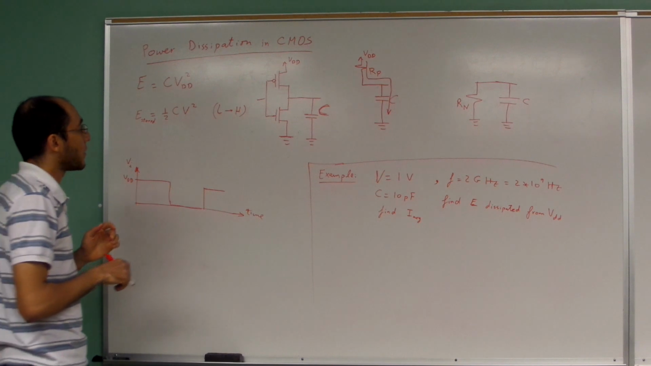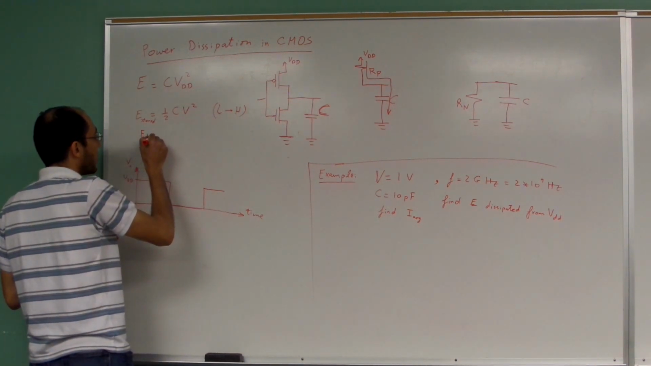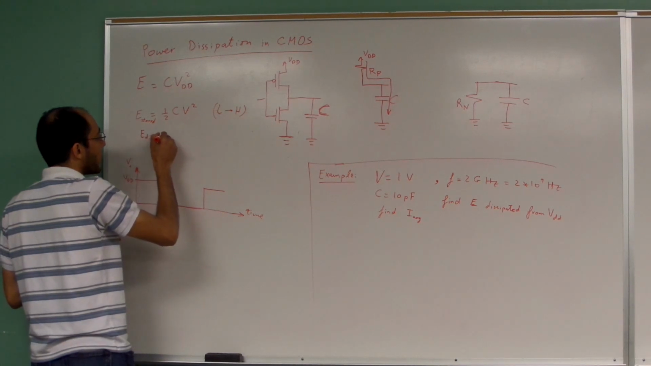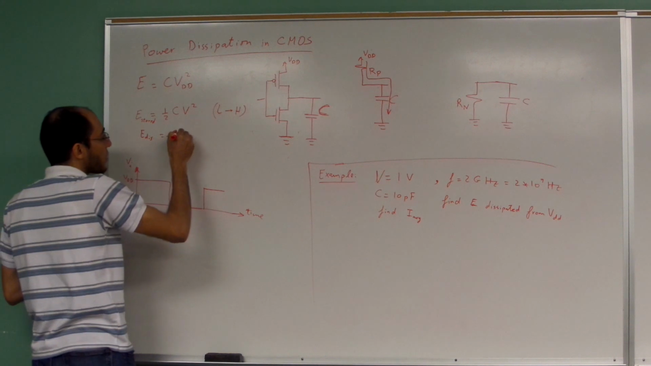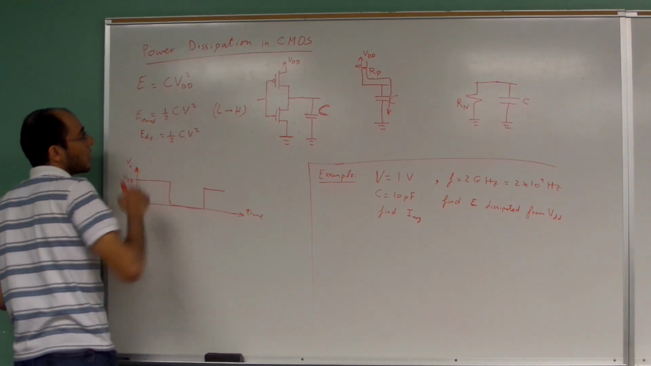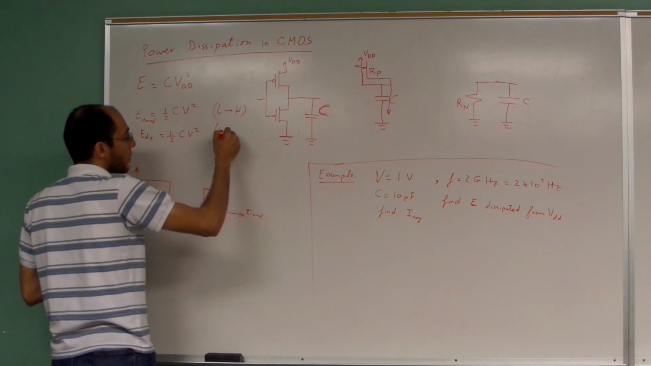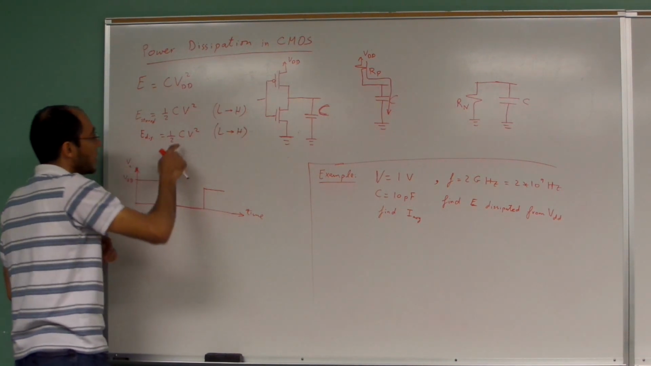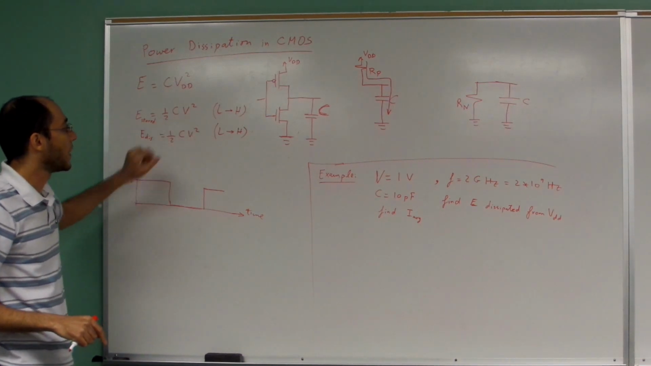Right? And there exists another portion, E dissipated in the transistor, in the internal resistance of the transistor, which happens to be exactly equal to this value. And all of this, from low to high, is equal to this value. So this is dissipated in the form of heat energy.